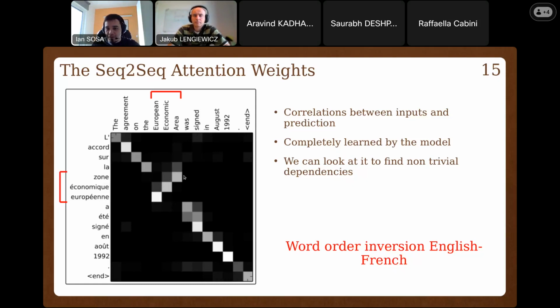There is no engineer behind this, or there was no pre-processing of the data telling the network how the word order inversion works between English and French. The network was able to actually capture this dependency by itself, just by looking at vast amounts of data. And we can learn from this, right? Because you don't necessarily have to know this beforehand. But of course, this is a simple example of just text-to-text translation.